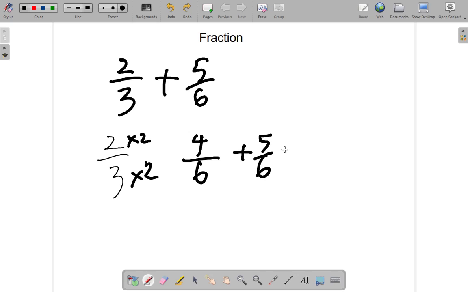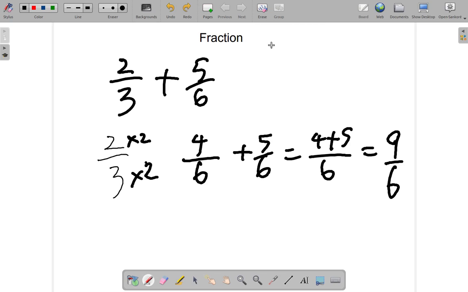4 and 5 is 9. So 4/6 plus 5/6 would become 9/6. So it's 4 plus 5. I can put the 6 there like that. Gives me a total of 9 6s.